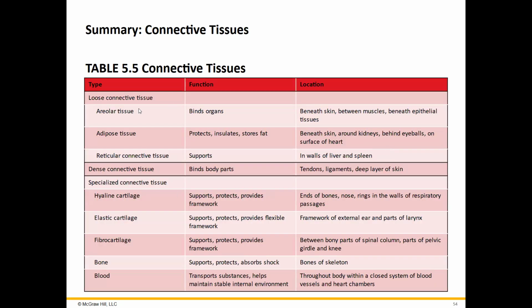All right, there it is. All of the table. There's your areolar tissue, your adipose, your reticular. This is an example of your loose connective. Everything else is dense, and it should make sense. Bone, hyaline, elastic, fibro, all of that is specialized, and then your dense is your tendons, ligaments. Blood is also specialized. Yeah, so we have our loose, our dense, which is just one line, and then our specialized. Know this slide.